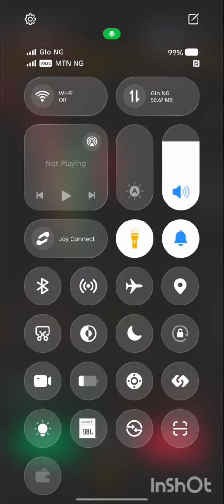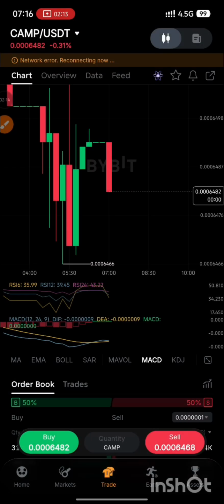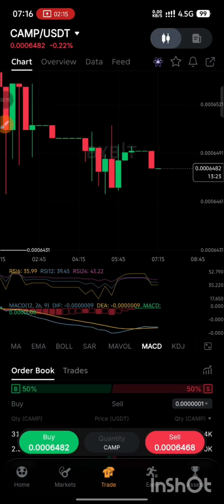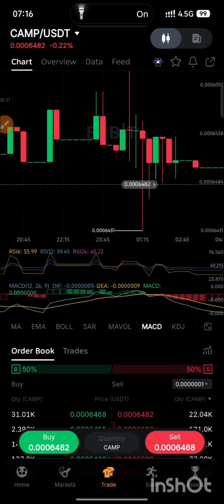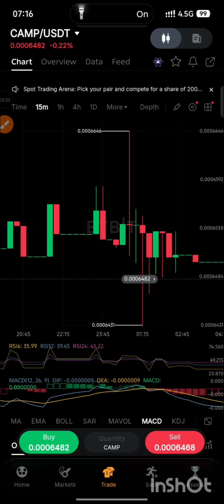So support area is actually where buyers have started stepping in. That is where buyers usually step in. Pay attention, be very attentive so that you can actually understand the whole stuff.